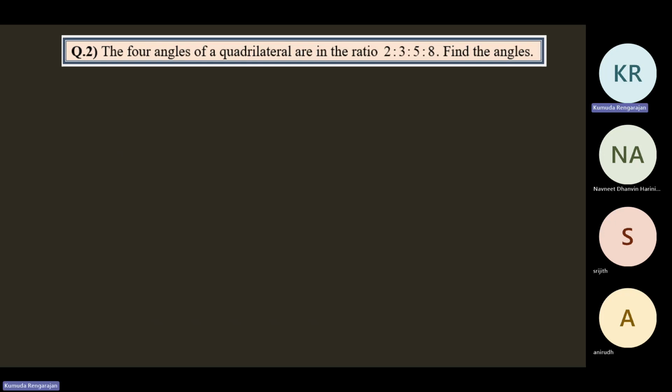Yeah, how do we do this one? Ma'am, we need to add all the parts, 2 plus 3 plus 5 plus 8, which is 18. 360 by 18, ma'am, which is 20. One part is 20. 20 into 2 is 40, 60, 100, 160. So that will combine for 360. Very good. Correct.